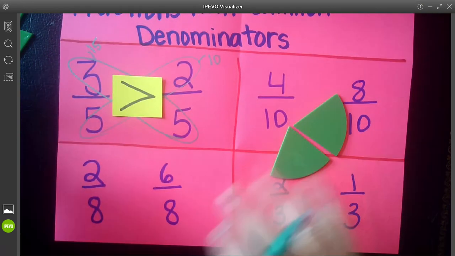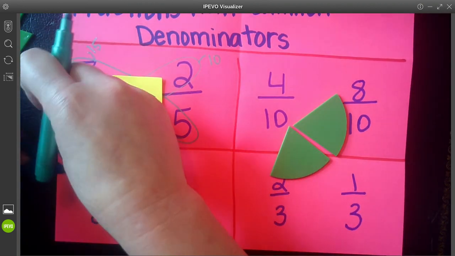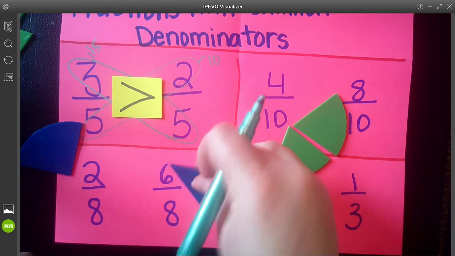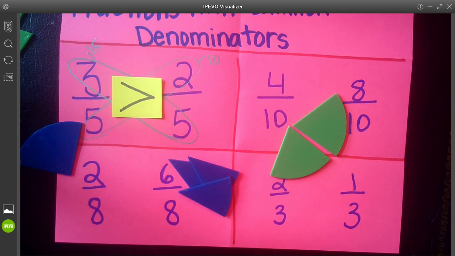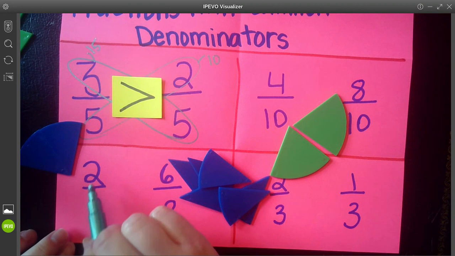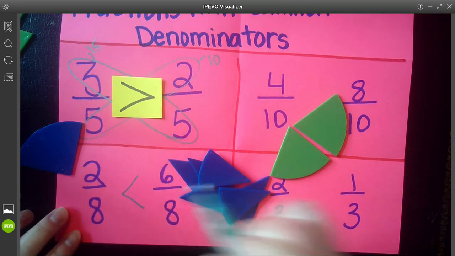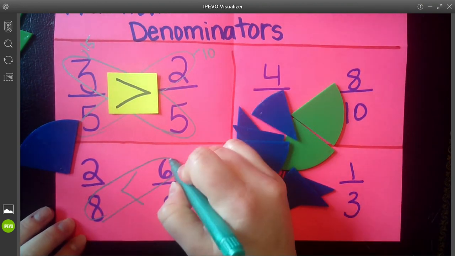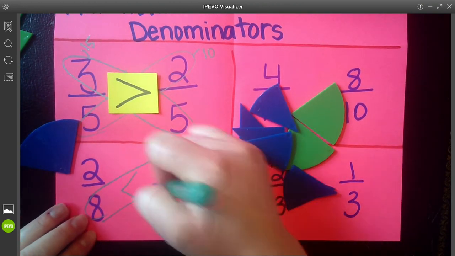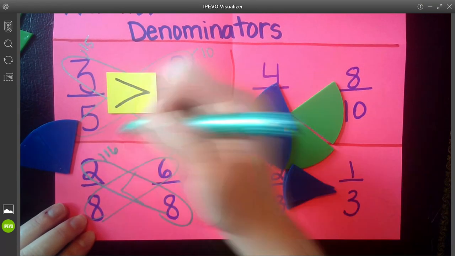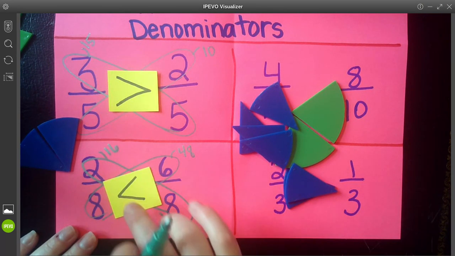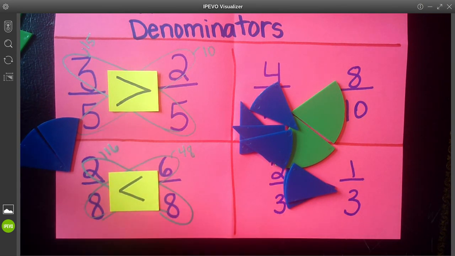What if I have 2/8 and 6/8? Well, again, here's 2/8. Here's 6/8. The pieces are the same size. So which one is there more of? 6/8, right? So 2/8 would be less than 6/8. Another way to check it would be 8 times 6 is 48. 8 times 2 is 16. Obviously, the 48 is greater. So 2/8 is less than 6/8.